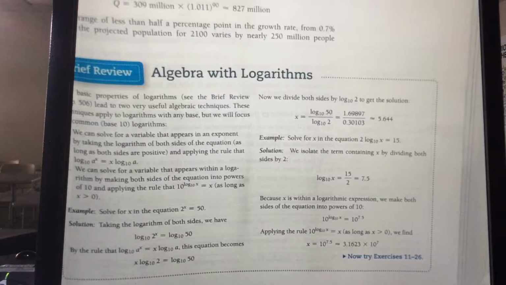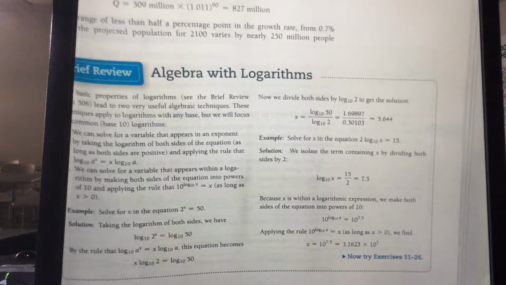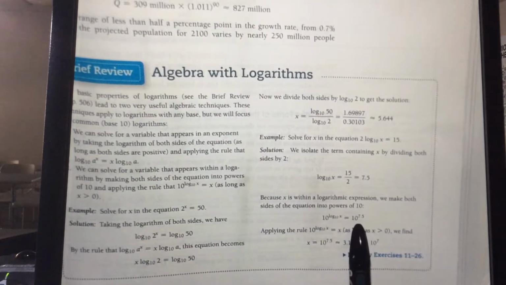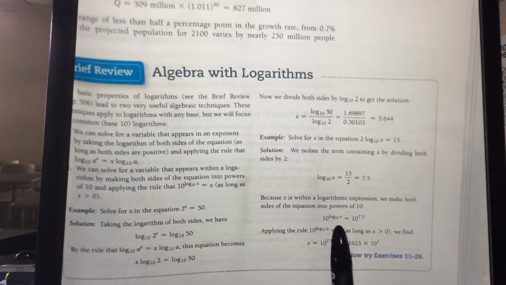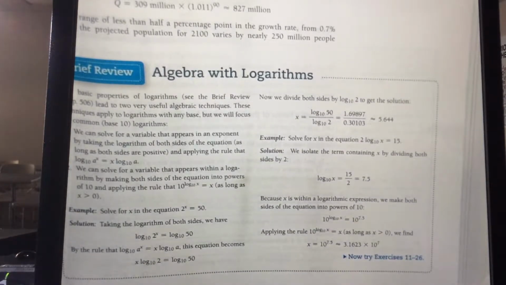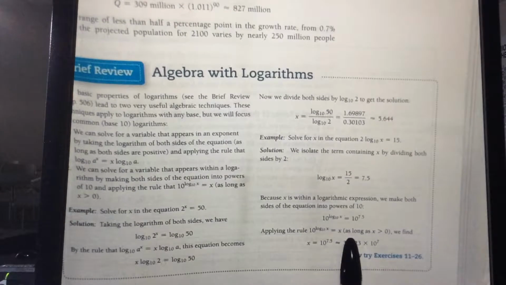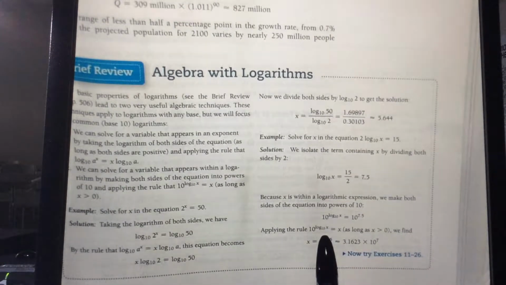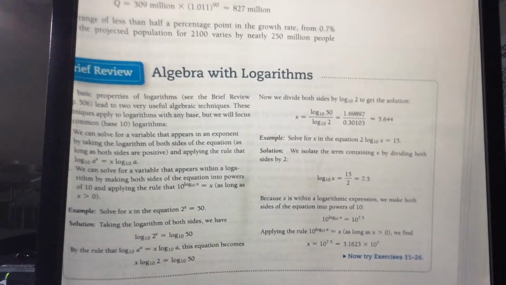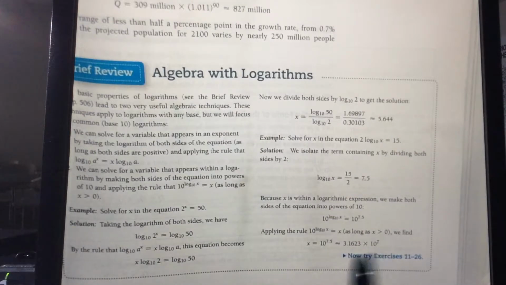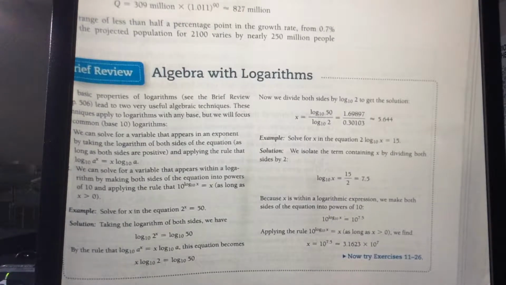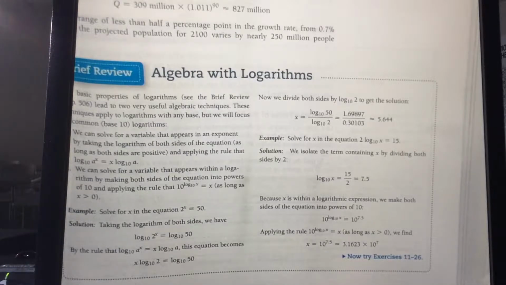Now because your x is within that logarithmic expression, we're going to make both sides of the equation into powers of 10. So here we're going to have the base 10 on both sides of this equation. So it'll be 10 raised to the log to the base 10 of x, equaling 10 raised to the 7.5 power. And then there is a rule that states if you have 10 raised to the log to the base 10 of x, that's going to be equal to x because 10 and log to the base 10 are inverses. You'll be left with x, and that's equal to 10 to the 7.5 power. And that'll be equivalent to this answer in scientific notation, 3.1623 times 10 to the 7. So on the calculator, you'll do 10 and then the hat key 7.5.